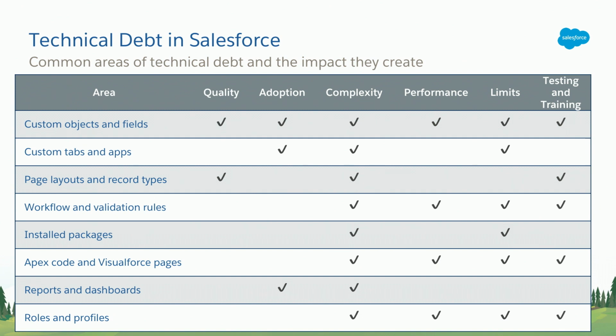But there's also custom tabs and apps. If you have a lot of tabs and apps, it can be very confusing to the user. It adds a lot of complexity. It can really hurt adoption.